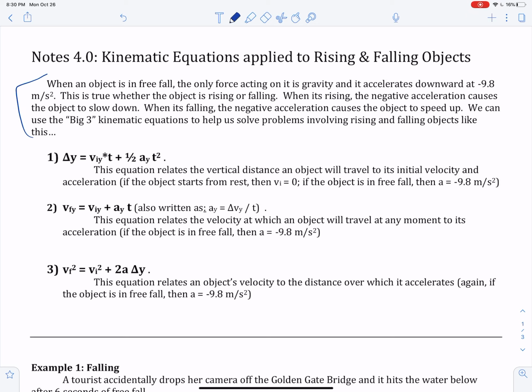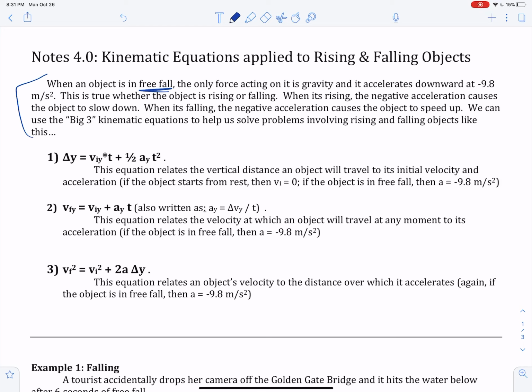When an object is in free fall, this is a key word, technical term in physics, the only force acting on it is gravity, and it accelerates downward at negative 9.8 meters per second squared. This is true whether the object is rising or falling. When it's rising, the negative acceleration causes the object to slow down, right? Because it's rising against gravity. When it's falling, the negative acceleration causes the object to speed up because it's falling with gravity. We can use the big three kinematic equations to help us solve problems involving rising and falling objects like this.